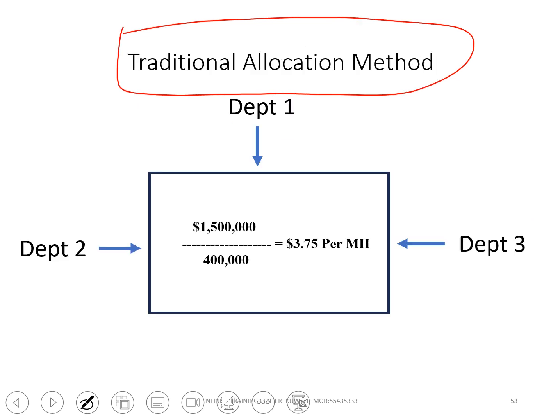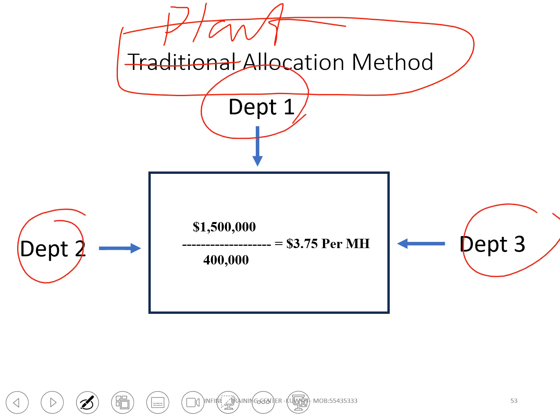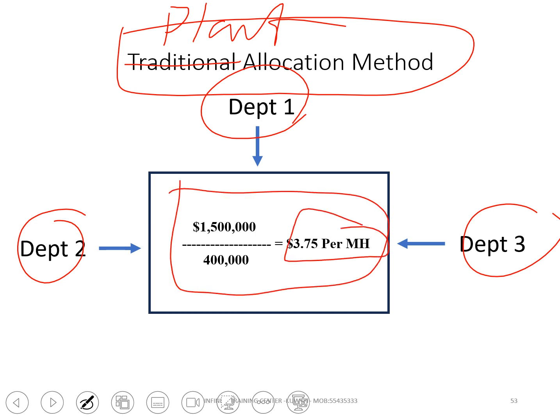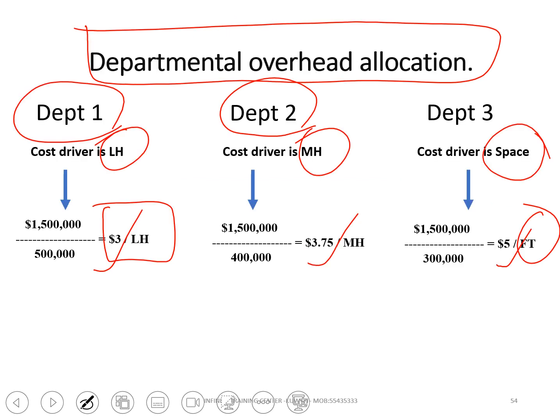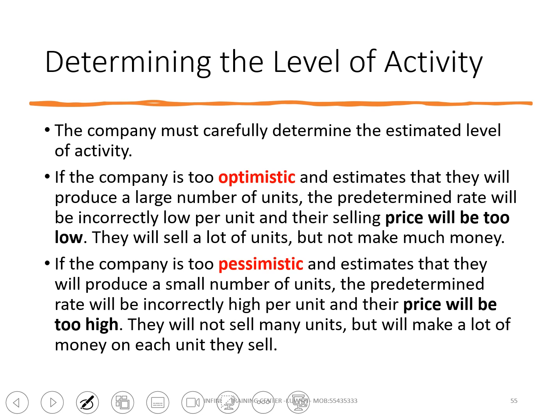So here you can see this heading I need to change. It is not traditional allocation method. This example, this is planned. Okay, this is planned allocation method. So all the department 1, department 2, department 3, all the cost is going to one cost pool, and you just have one allocation base in planned based allocation method. But in department based allocation, you will have different allocation rate for different departments.